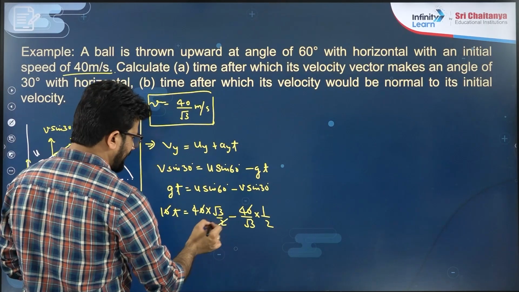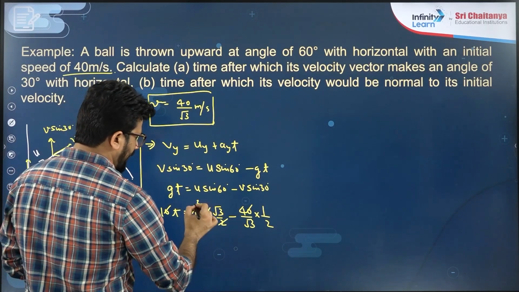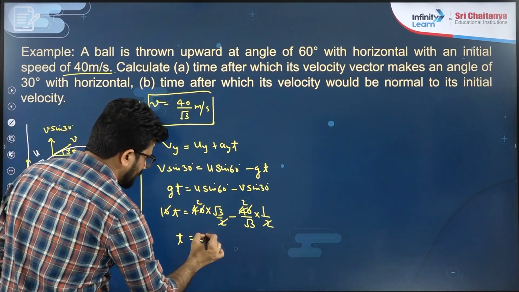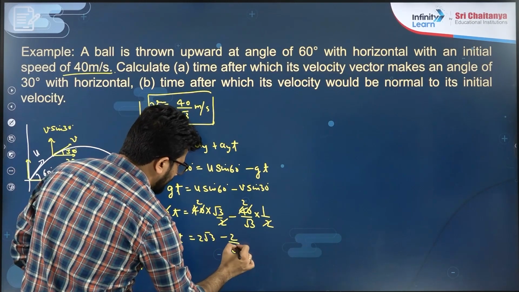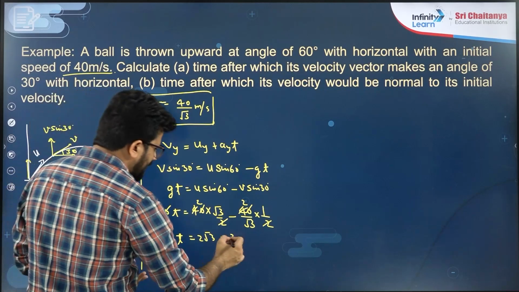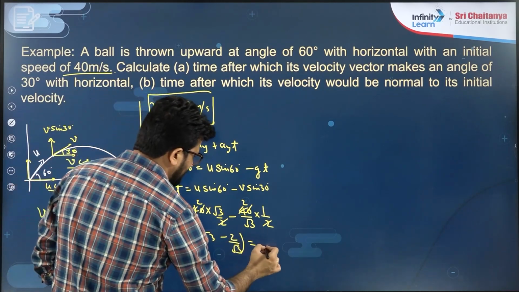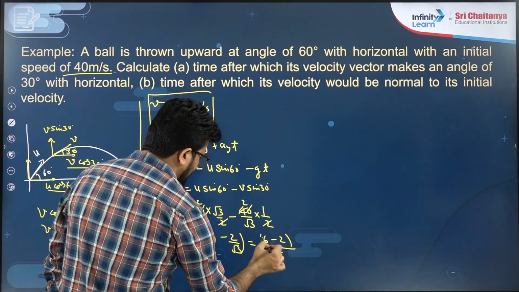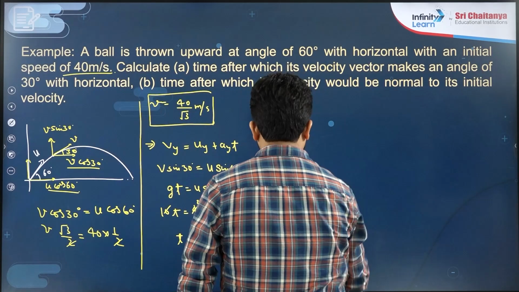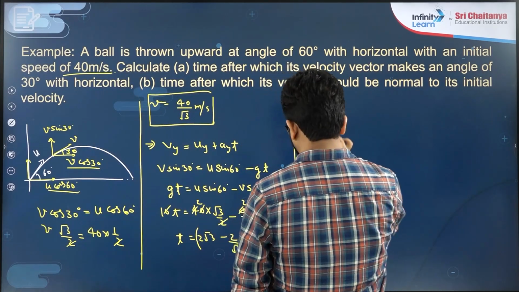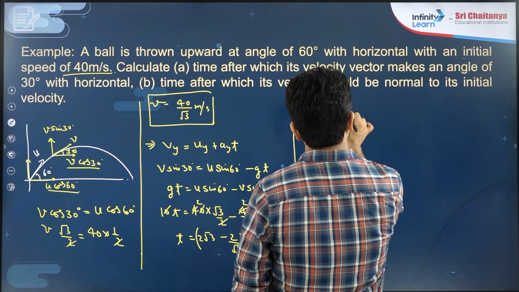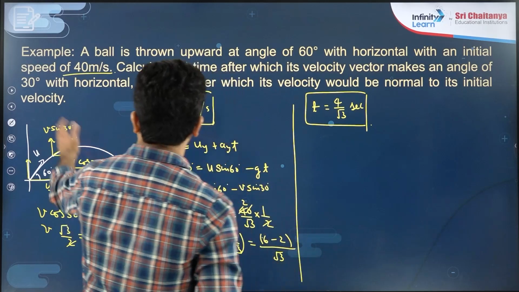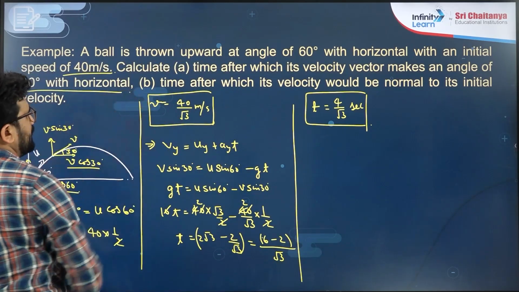From 2 you can divide, that becomes 2, and from 2 this becomes 2 again. So you can say t is equal to 2 root 3 minus 2 by root 3. You can write it like this, or if you want to change it a little bit, you can solve it. This becomes under root 3 and that would be 6 minus 2. That means from here you can say the time would be nothing else but 4 by root 3 seconds. It's the first question that you can calculate: the time after which it becomes 30 degrees with the horizontal.